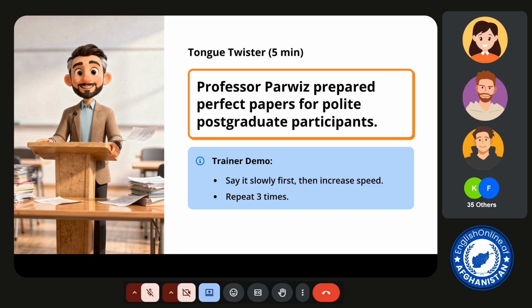Tongue twister. Professor Parvez prepared perfect papers for polite postgraduate participants.